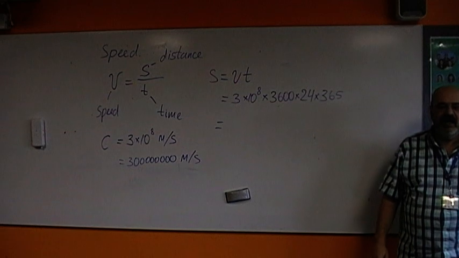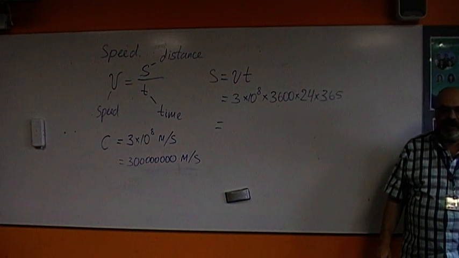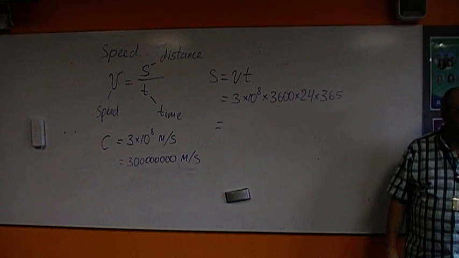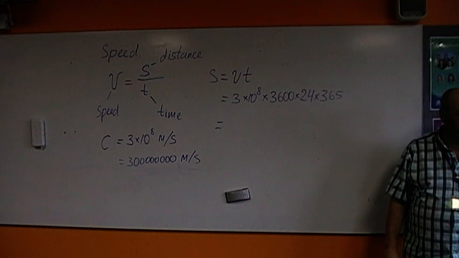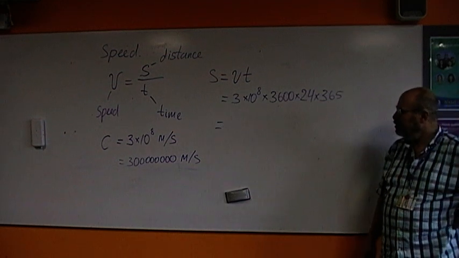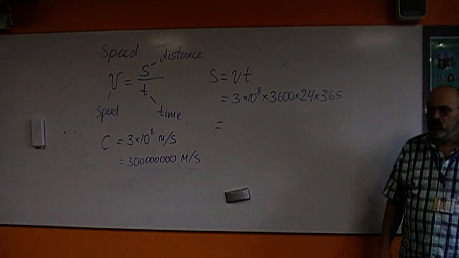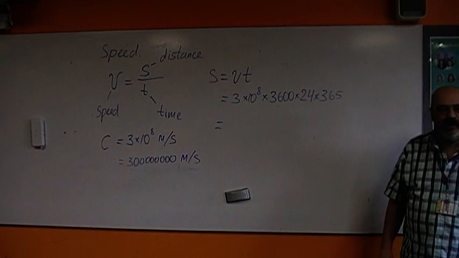Calculate the light year. What is a light year? How far is light going in one year? It's like 78,000,000. But how do you? You just put it in the calculator. Tell me what you've got.